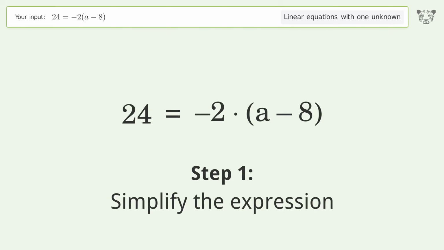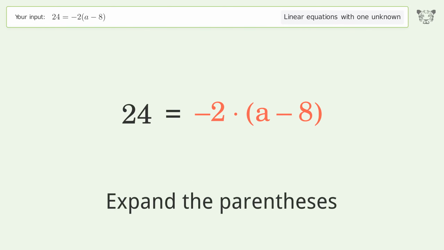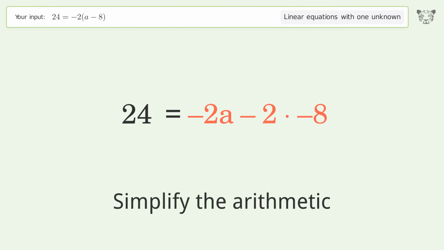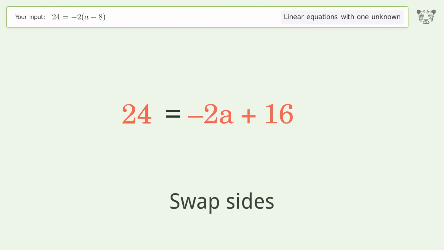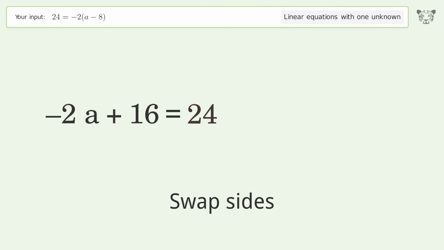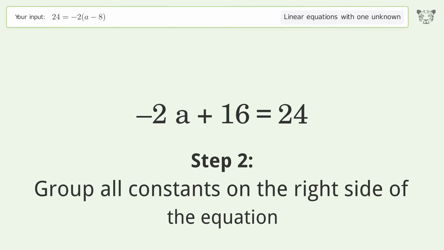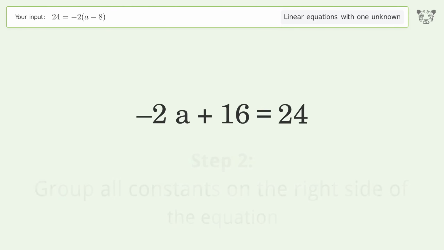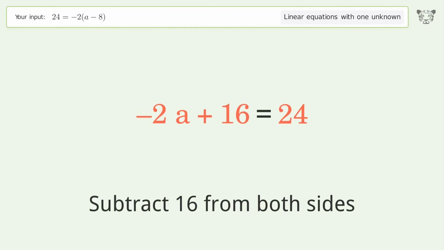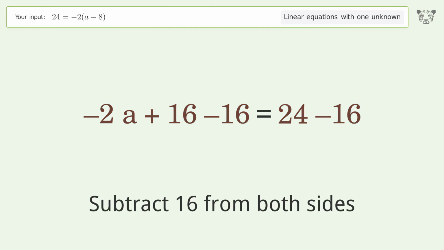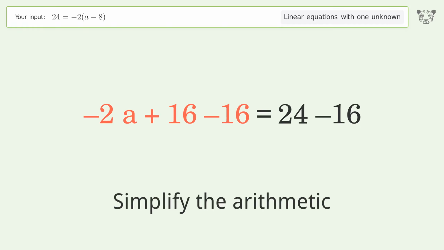Simplify the expression. Expand the parentheses. Simplify the arithmetic. Swap sides. Group all constants on the right side of the equation. Subtract 16 from both sides. Simplify the arithmetic.